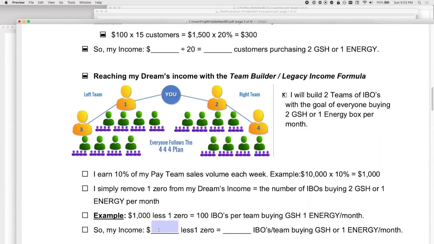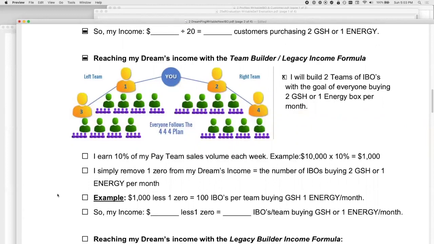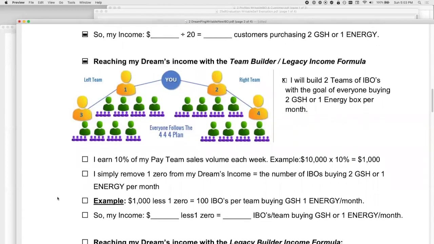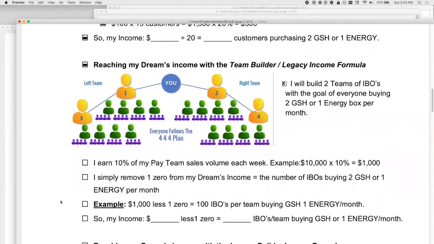So if your income is, put in your income right here, then take off 10, and that'll be the number of IBOs per team on your right and on your left, buying 2 GSH or 1 energy per month. It's that simple. So it isn't about having to think, oh, I've got to enroll thousands of people. You're only enrolling 4, then they get 4, then they get 4, then they get 4. And we'll look at that in depth when we go into the legacy. So that's all there is to it.